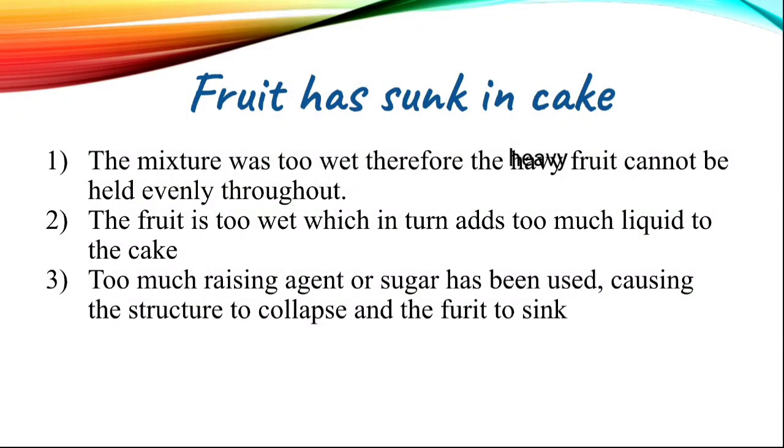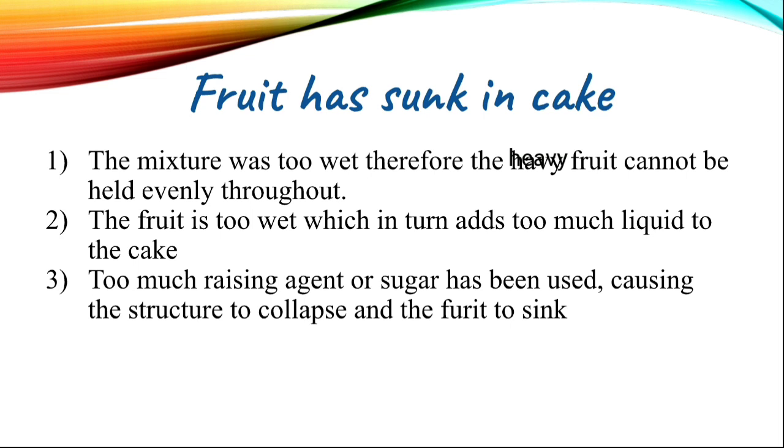Another fault in cake making could be that the fruit has sunken in the cake. Oftentimes recipes would call for the incorporation of actual fruits into the cake, and one of the reasons why the fruit may sink could be that the mixture was too wet, therefore the fruit cannot be held evenly throughout, or it could be that the fruit itself was too wet, which would in turn add too much liquid to the cake, or it could be that too much raising agent or sugar has been used, which would then cause the structure to collapse and the fruit to sink.